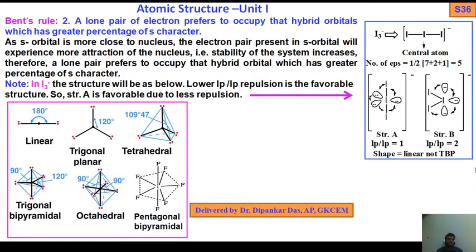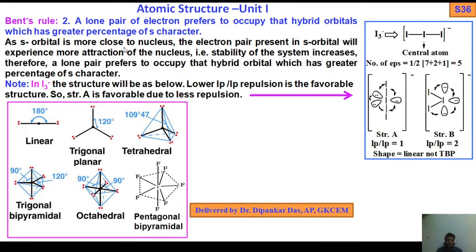Next, move on to Bent's rule 2. The lone pair of electrons prefers to occupy that hybrid orbital which has greater percentage of s character. So a lone pair of electrons prefers to occupy that hybrid orbital which has greater percentage of s character.